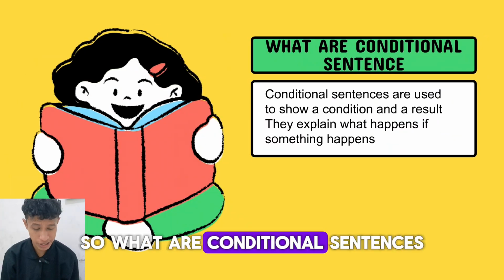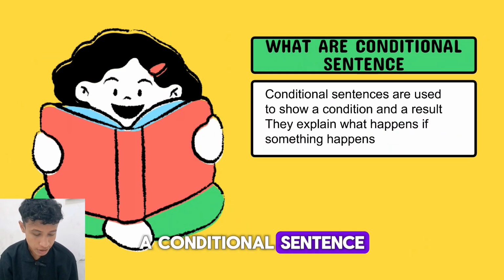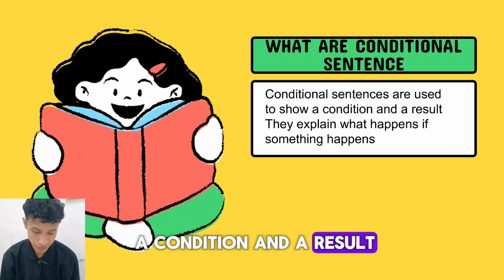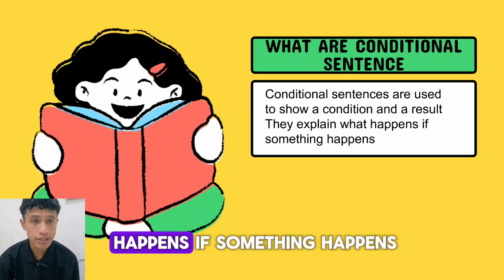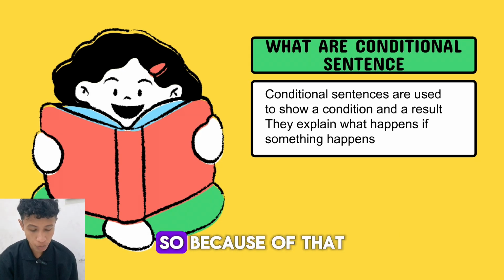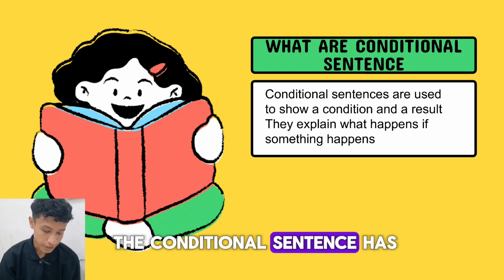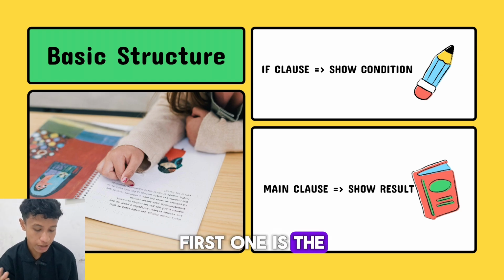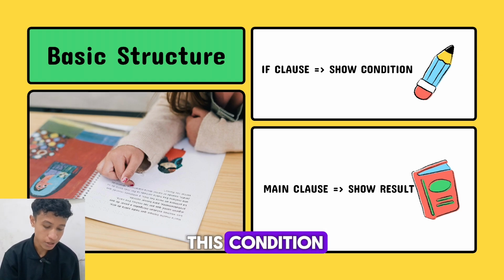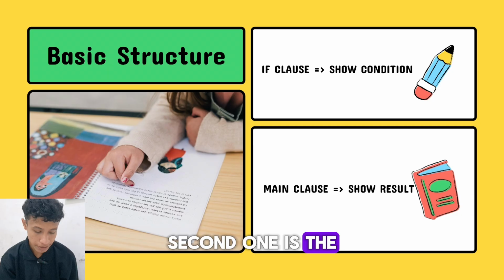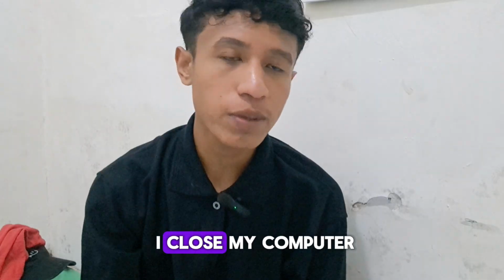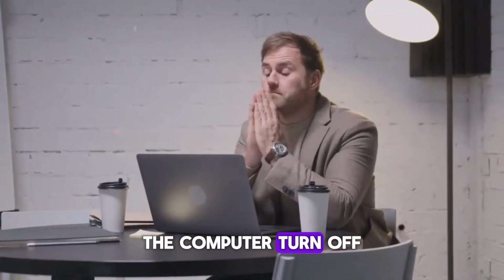So what are conditional sentences? Conditional sentences are sentences that show a condition and a result. They usually describe what happens if something happens. Because of that, a conditional sentence has two main parts. The first is the if clause, which shows the condition. The second is the main clause, which shows the result. For a basic example: if I close my computer, the computer turns off.